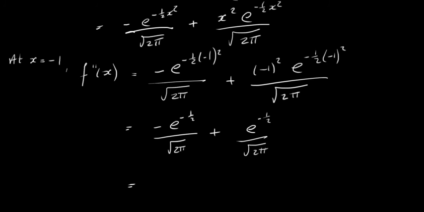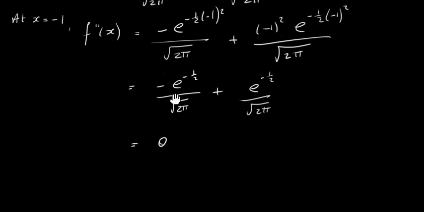Well, if you look at these two, you have minus all of this plus all the same thing. You have minus e to the power of minus half over square root 2 pi plus e to the power of minus half over square root 2 pi. That's just equal to 0.